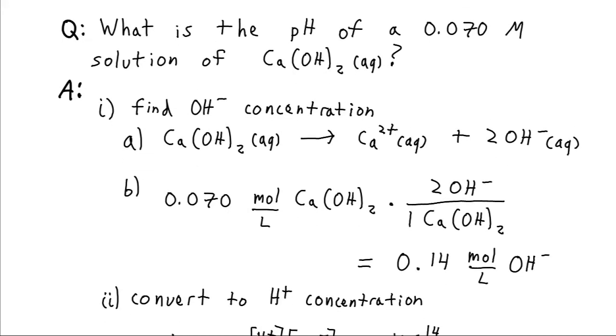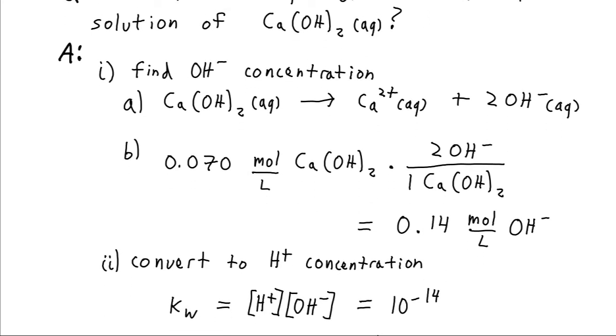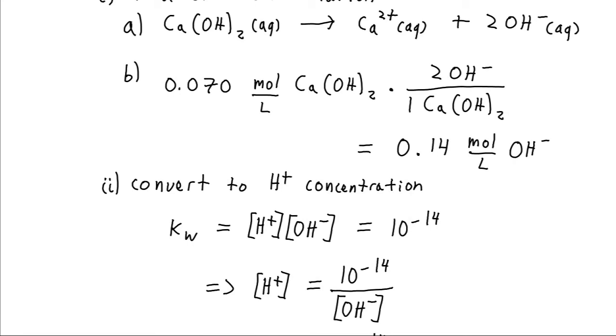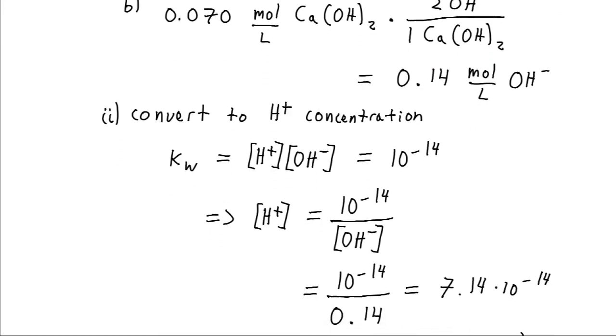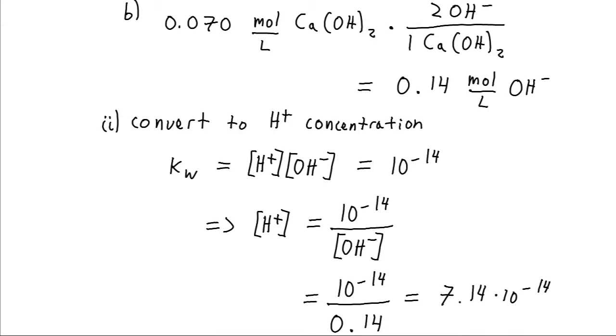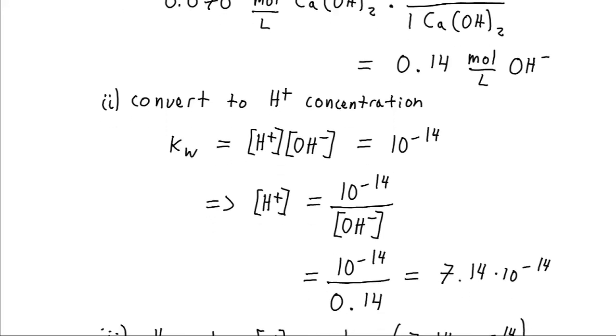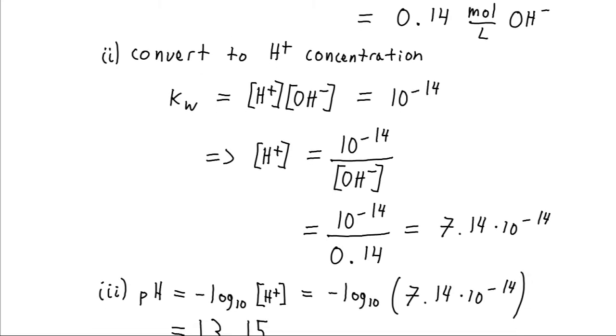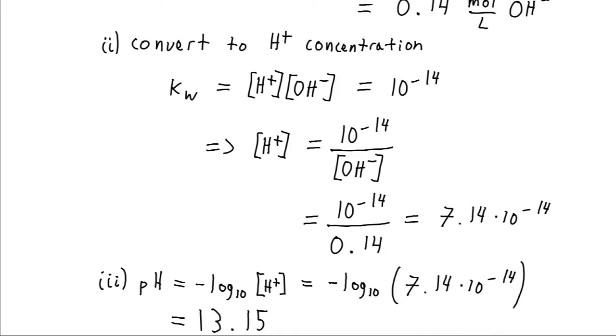Now we can convert this into H plus concentration using our equilibrium constant for water. So if we solve for the H plus concentration, that will be 10 to the minus 14 divided by the OH minus concentration, which we just figured out was 0.14. And so that gives us a concentration of H plus of 7.14 times 10 to the minus 14. And to get that as a pH, now we just take negative log base 10 of that 7.14 times 10 to the minus 14. Now we get a pH of 13.15.